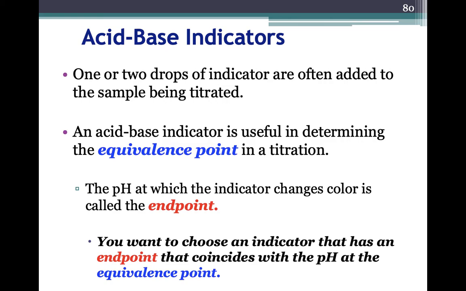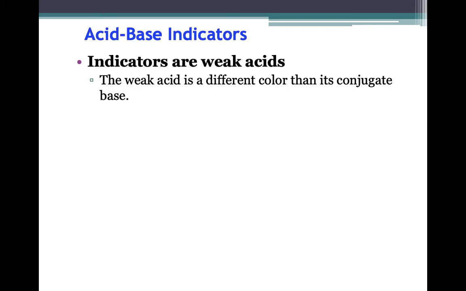So you're going to have to pick an indicator based on what coincides with our expected pH of the equivalence point. So indicators are weak acids. We're only adding a drop or two, so they will not significantly affect our titration, but they give us color, and the human eye is very good at detecting color changes. In fact, we can determine a color change has occurred when it's only about 1% of that weak acid that's changed. So it doesn't take very much, and we can see that change in color.